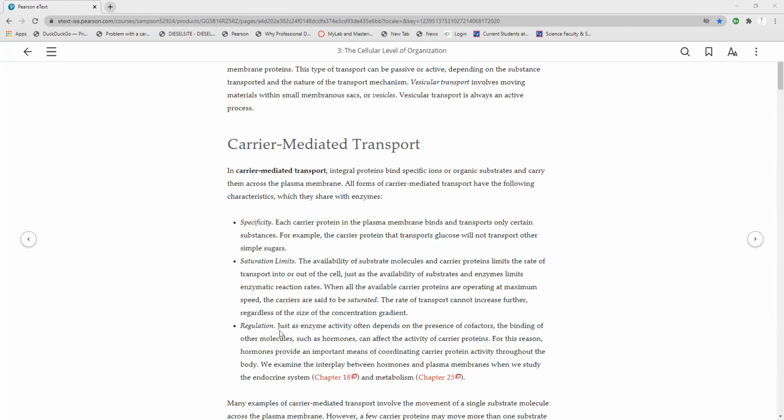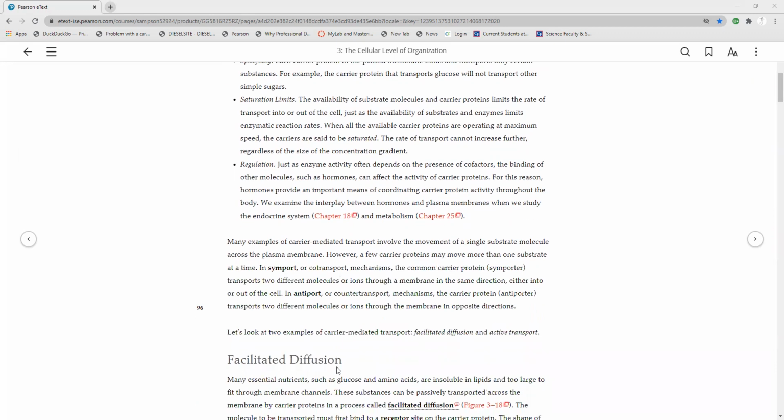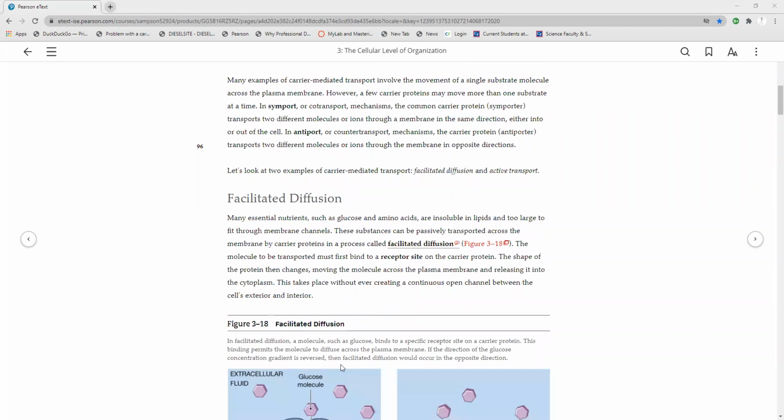And of course, regulation, just like enzyme activity, often depends on the presence of cofactors. The binding of other molecules, such as hormones, can affect the activity of carrier proteins. For this reason, hormones provide an important means of coordinating carrier protein activity throughout the body. Okay, so facilitated diffusion.